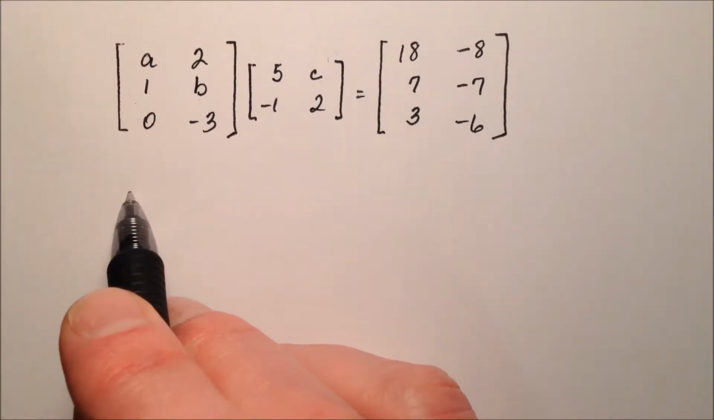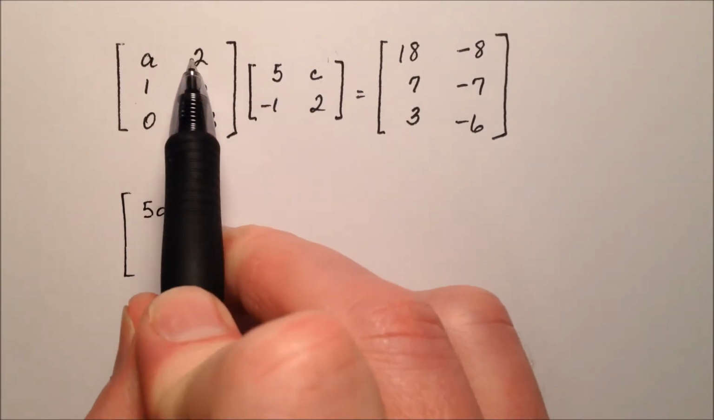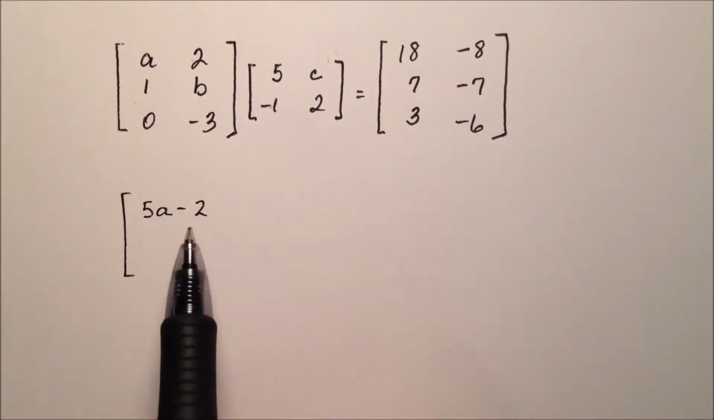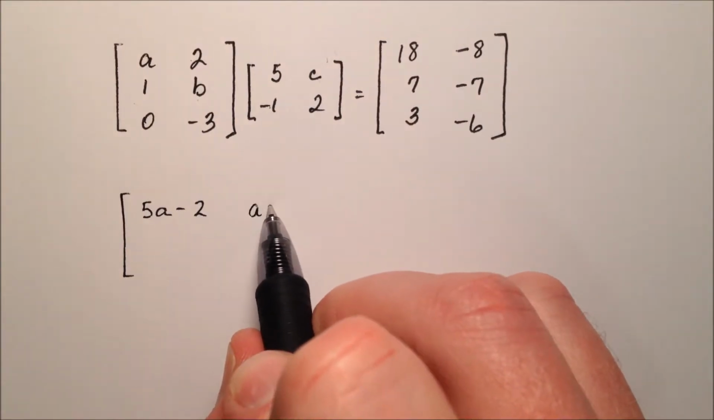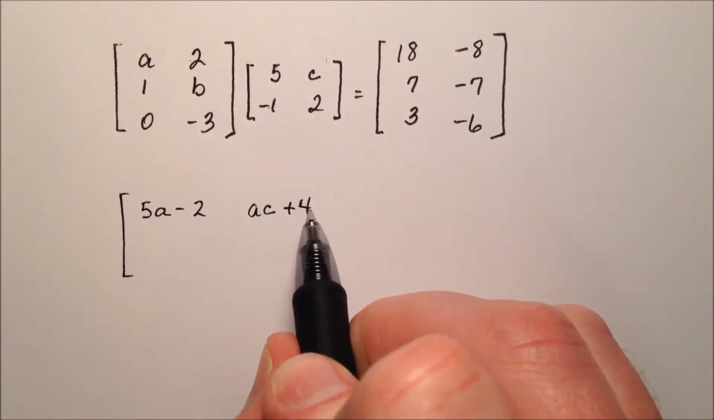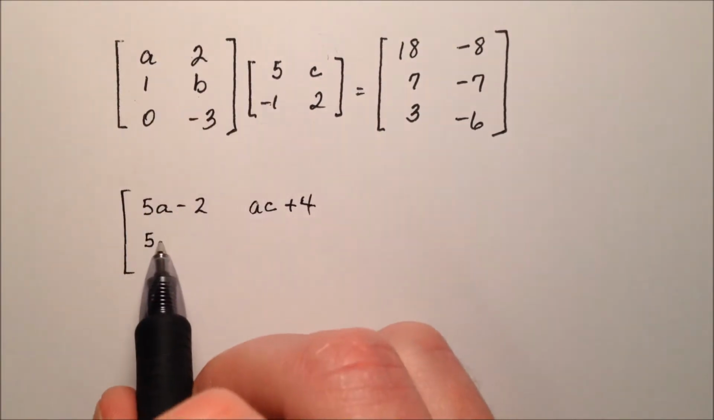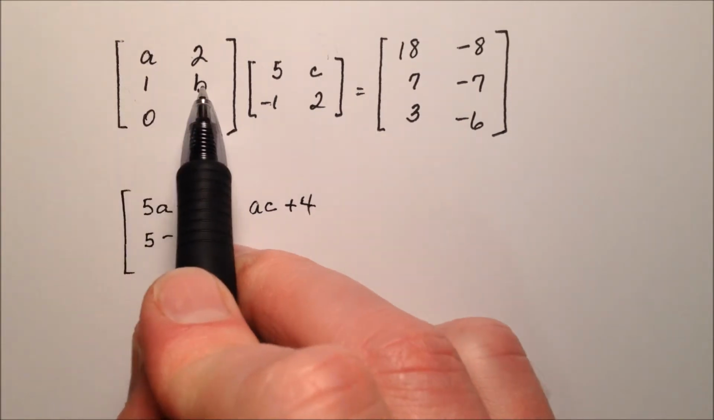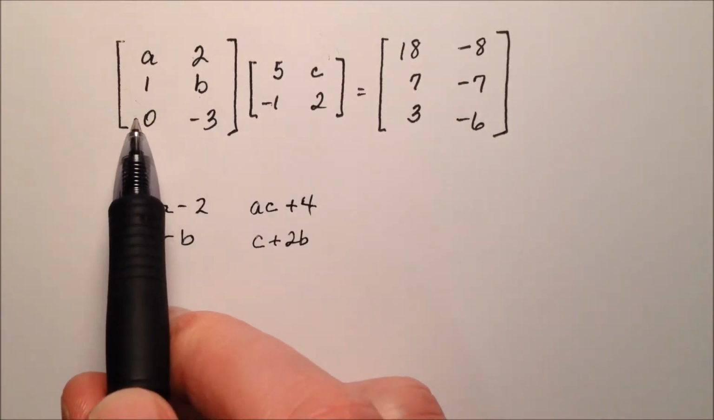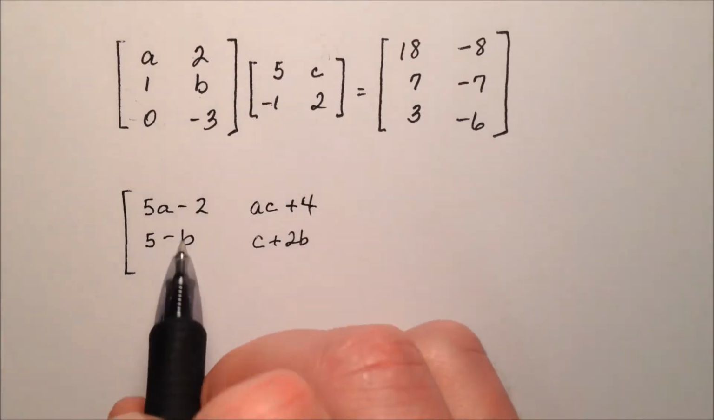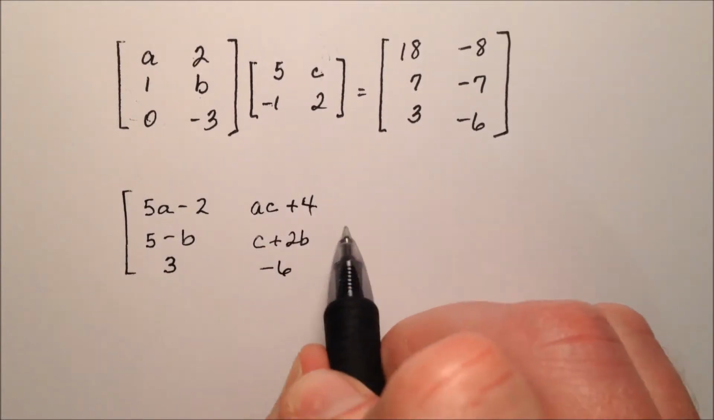I know I'm going to have a 3 by 2 when I'm done. So a times 5, 5a, and then 2 and negative 1 minus 2. Okay, let's move over. So row 1, column 2, ac being multiplied together plus 4. Next row, first column, so 1 times 5, and then minus b. And row 2, column 2, c plus 2b. Last row, 0 and 5 make 0, so that's just a 3. And then 0 and c makes 0, so that's just a negative 6.